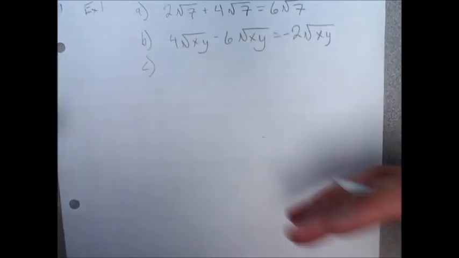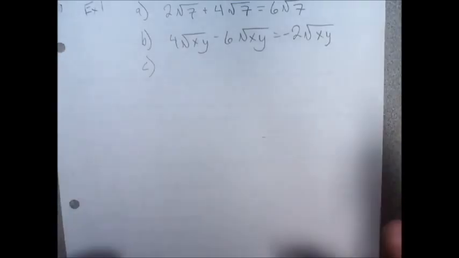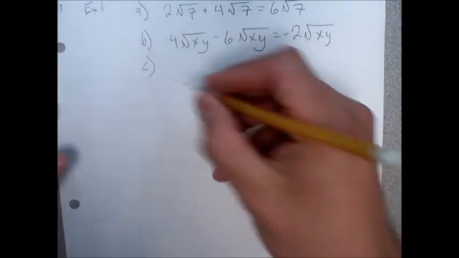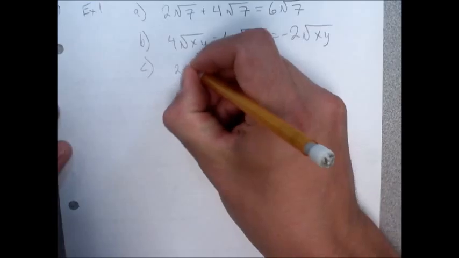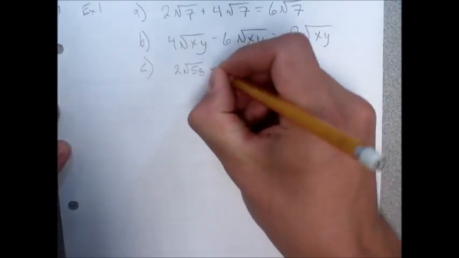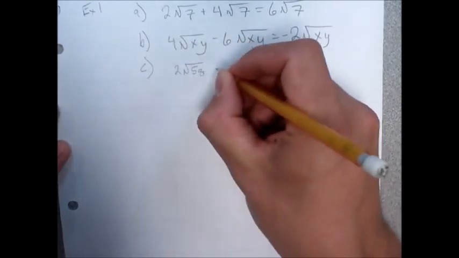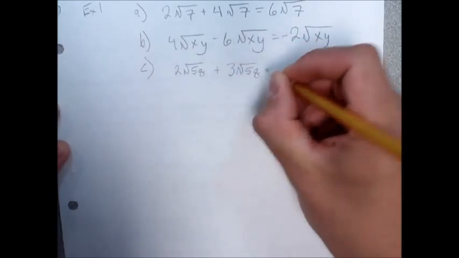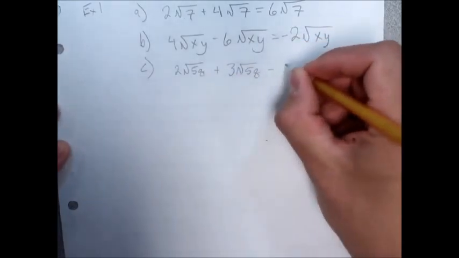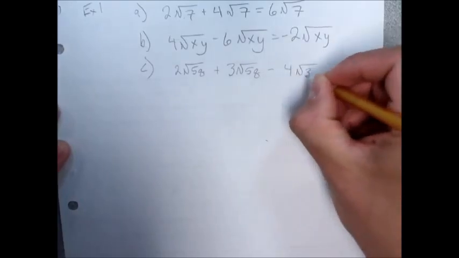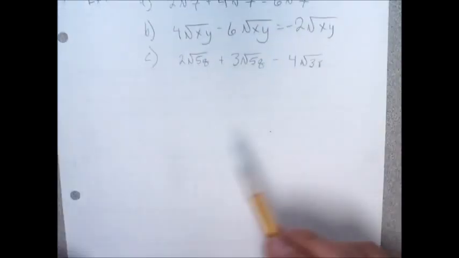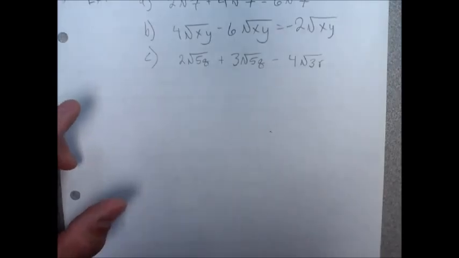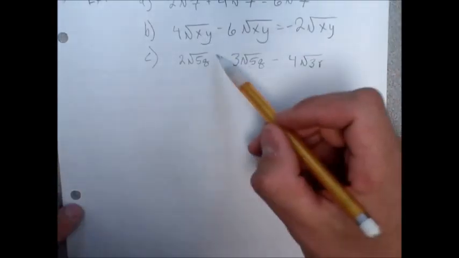because they're square roots. It's the exact same properties that we've been doing. Now when you're doing fractions, it still holds the same property. It has to have the same last name in order to combine them. So here we go. If I have 2 square roots of 5 multiplied by q plus 3 square roots of 5 multiplied by q minus 4 square roots of 3 multiplied by r. There are only 2 like terms here that I can combine. So the only 2 that I can combine are these 2. I can't do anything with this guy.